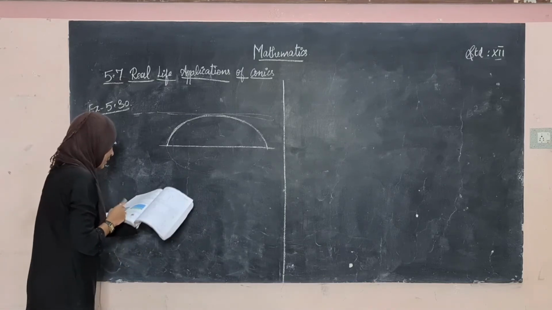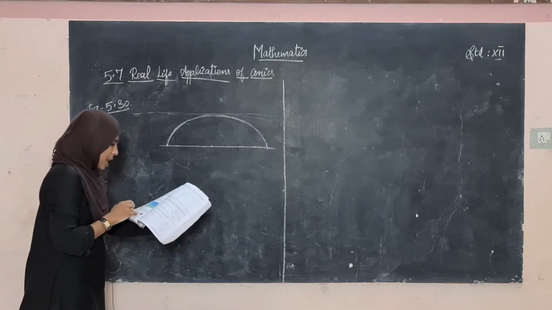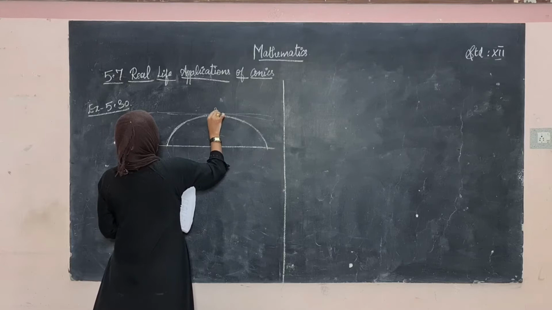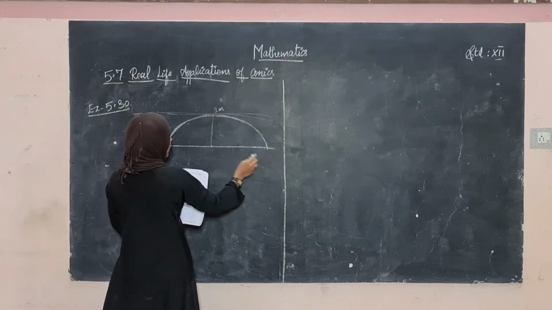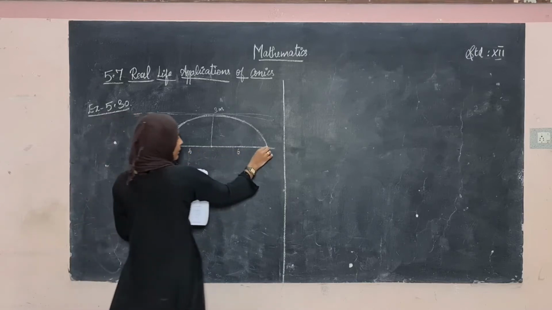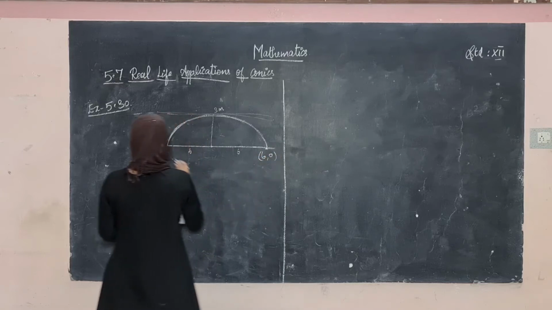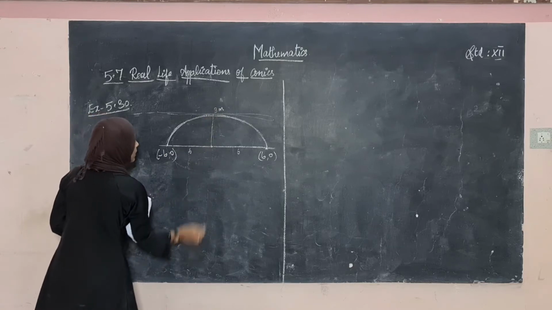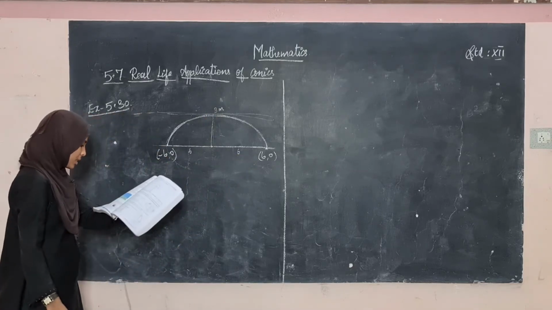They have given that if this is the center, it has a height of 3 meter and a width of 12 meter. So this is 6 and this is 6. Okay, so what will be the vertices? The vertex here will be (6, 0) and the vertex here will be (-6, 0), because it lies on the axis. So here when it comes here it becomes (-6, 0).